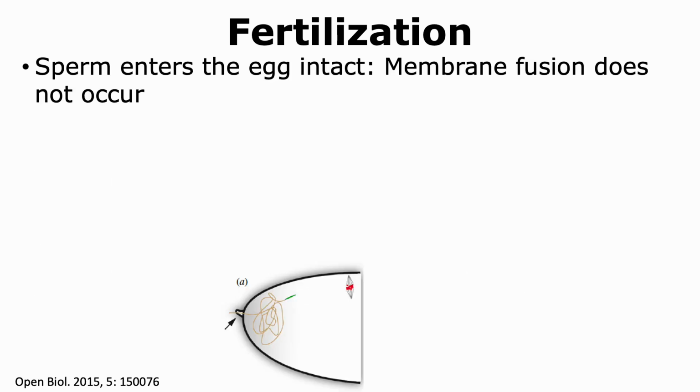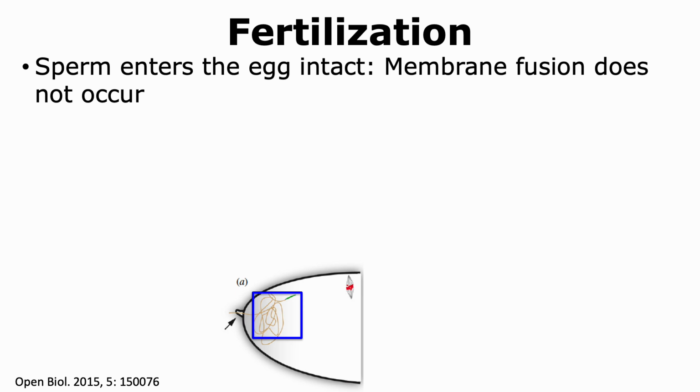Another interesting fact is that the sperm enters the egg intact during fertilization. So when we look at the figure, the sperm enters through the micropyle, which is what is shown in the blue box. And when it enters the egg, the entire sperm enters, which includes the flagella of the sperm. And thus membrane fusion doesn't occur during the process of fertilization.